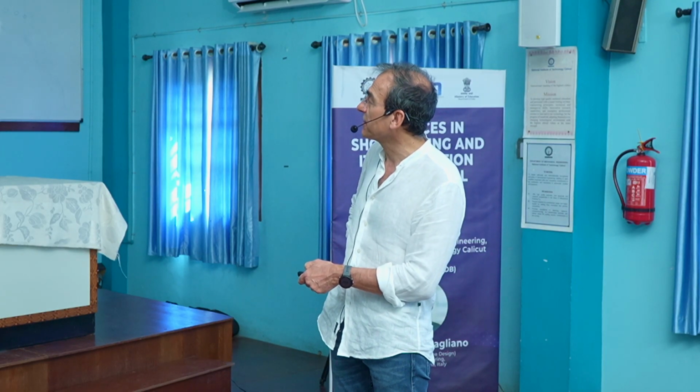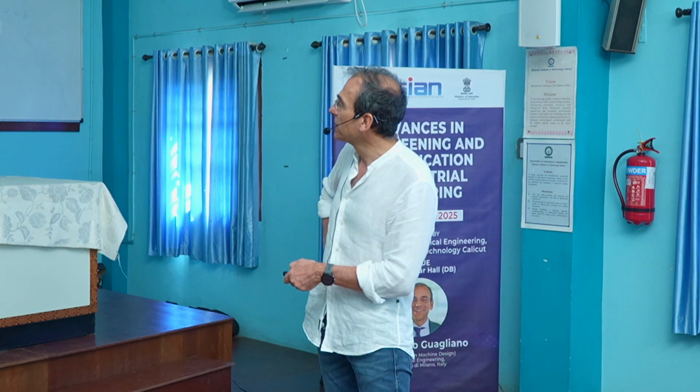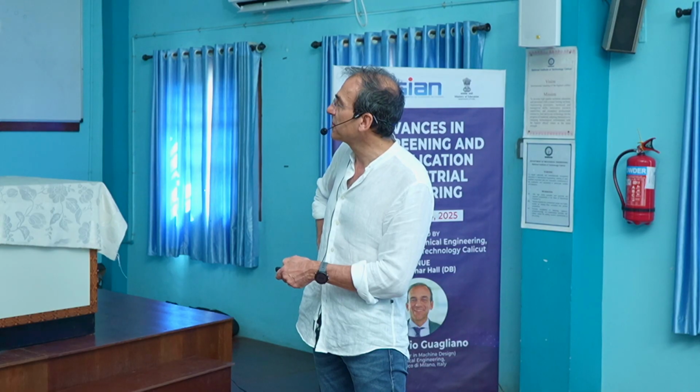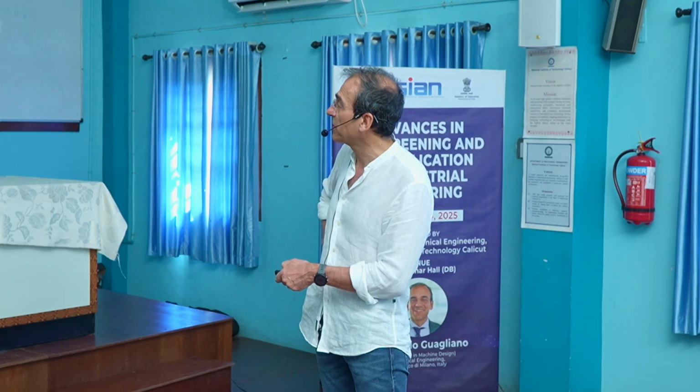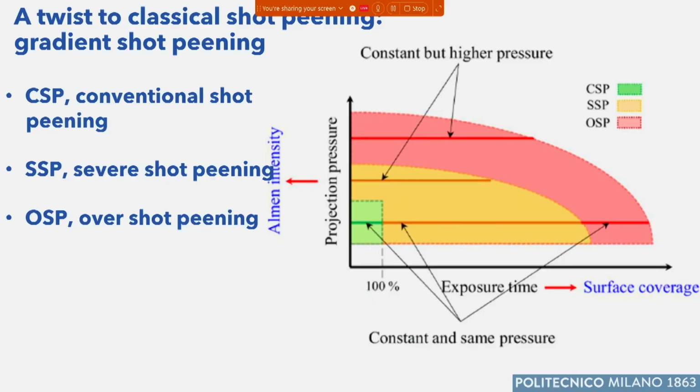I said in the last day, the first attempts were done by my group by considering a higher Almen intensity and also a longer exposure time. We consider a larger Almen intensity with respect to the usual value, and then we prolong the time along this line. Another way, which we did later, is to consider the usual Almen intensity value, but prolong the treatment much more. The exposure time is much more, so the coverage is 800, 1000, and so on.